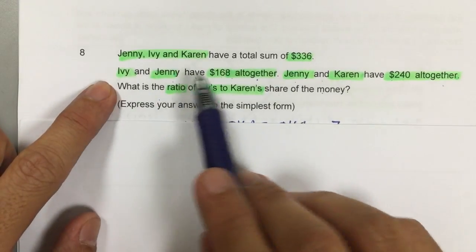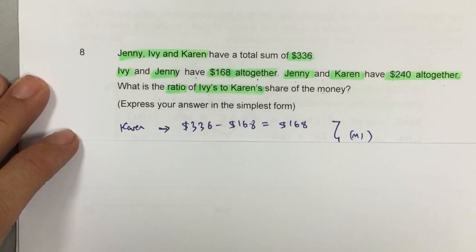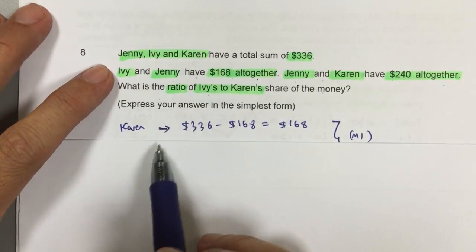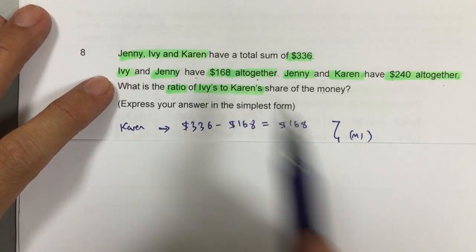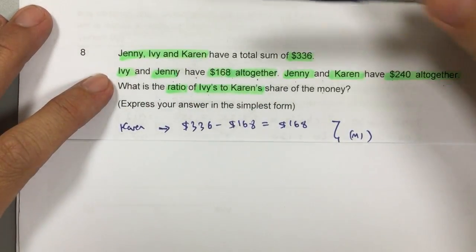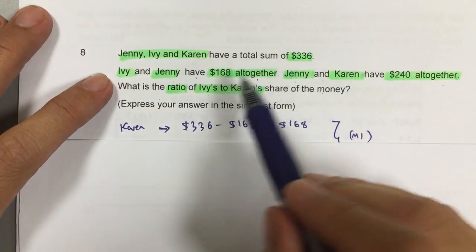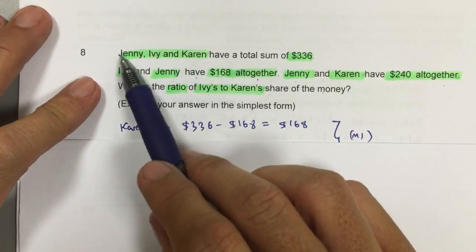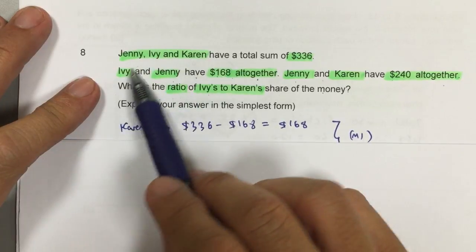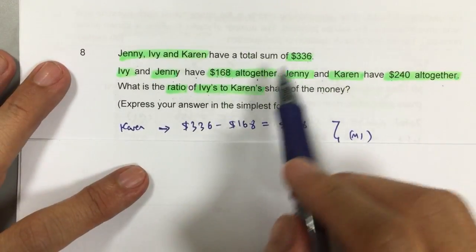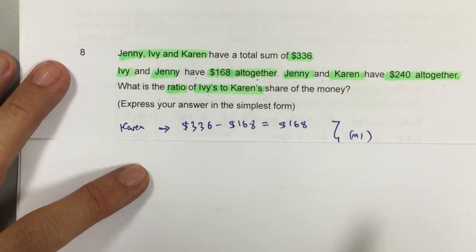So you put Ivy and Jenny is $168. Can I work out how much Karen has by looking at this and this? I can, right? If I take $336, subtract 168, Jenny and Ivy cancel away, I'm left with Karen. So Karen's share of money is 336 subtract 168, which is 168.